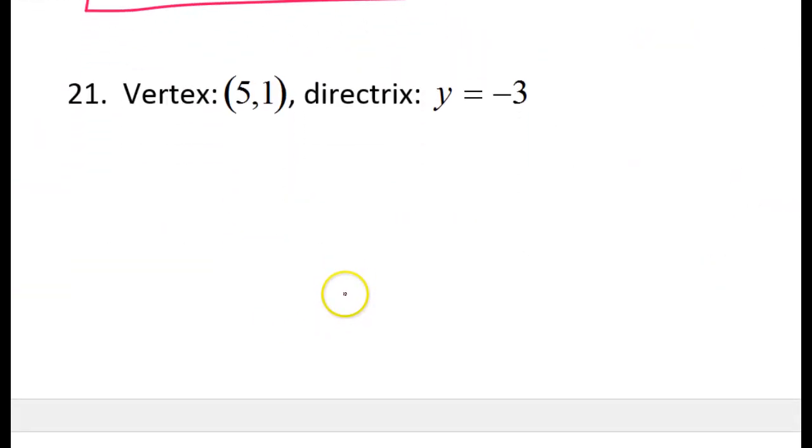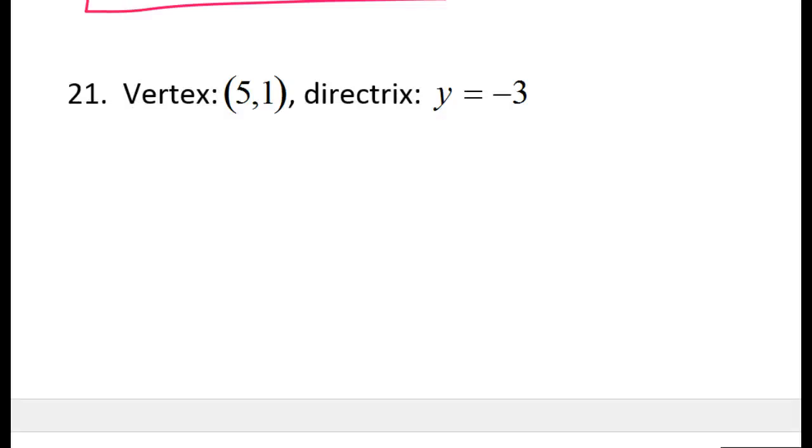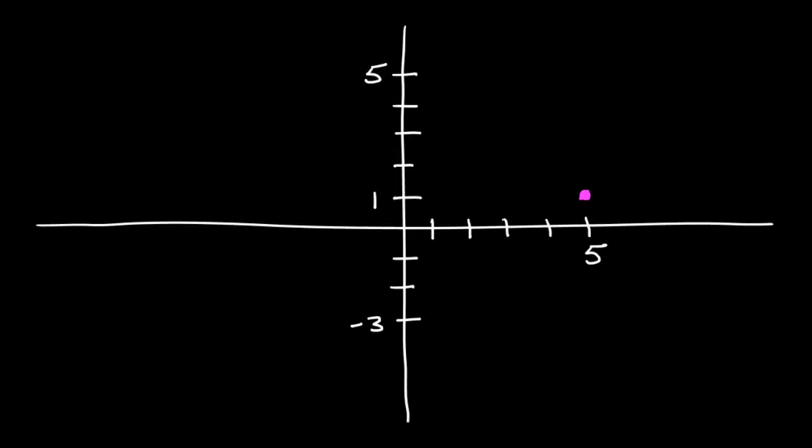What else you got? Let's do 2 more. The vertex is at (5, 1). Alright, so on a graph, that would be about here, (5, 1). The directrix is y equals negative 3. Now, y equals a number is always a horizontal line, so we are talking about a horizontal line at negative 3. So this would be the directrix right here.